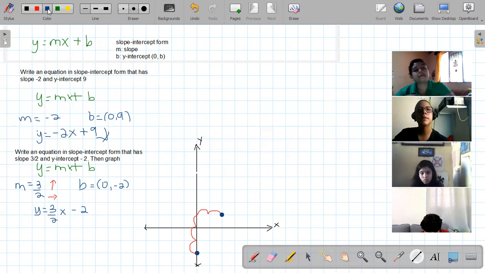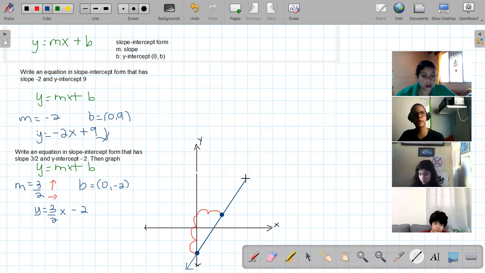What do we do now? We connect those 2 points with a straight line because these are linear equations. So we connect them with a straight line passing through the center of both points. And we draw our arrowheads. And that is the graph of the equation that we found that has a slope 3/2 and a y-intercept -2.